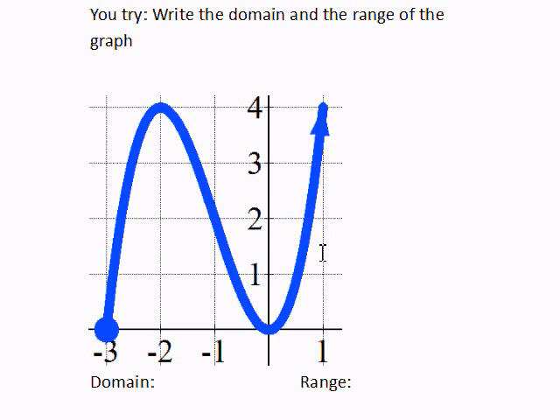This is the first of 3 examples to try on your own. Please pause the video, find the domain and range of the graph, and press play when you're ready to see the answer.